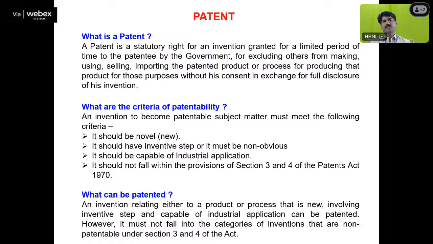So we'll start with patents. We have discussed this in the previous class also. We'll repeat the same thing, and in our question-answer manner, I have just discussed these things. So first, what is a patent?